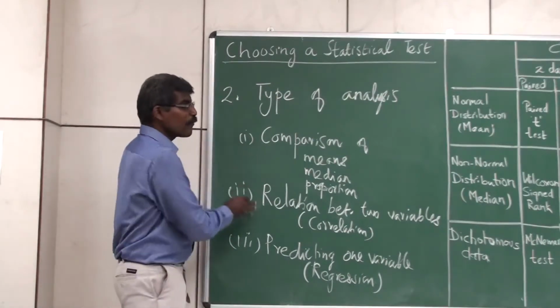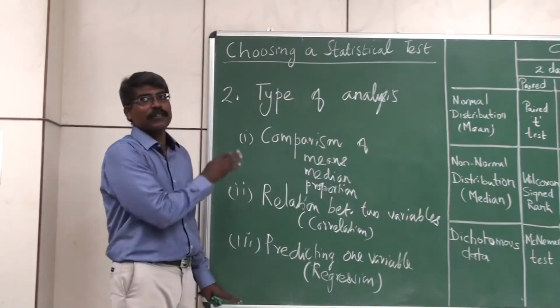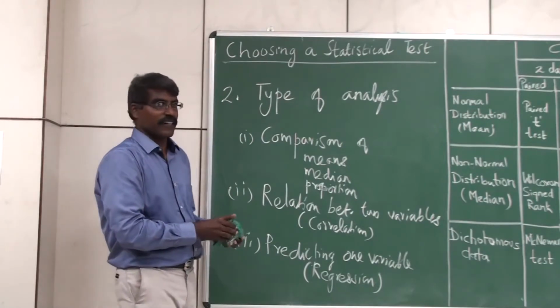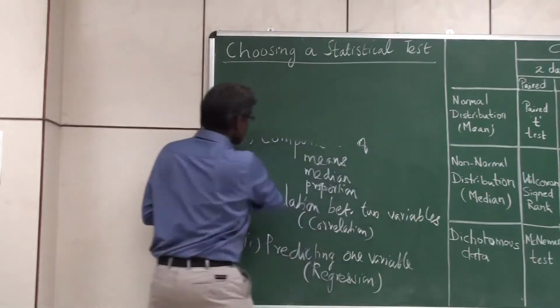So these are the three different types of analysis, and we need to fix any one among them. That will be the second step for choosing the statistical test. Right. Now let's look into the third factor.